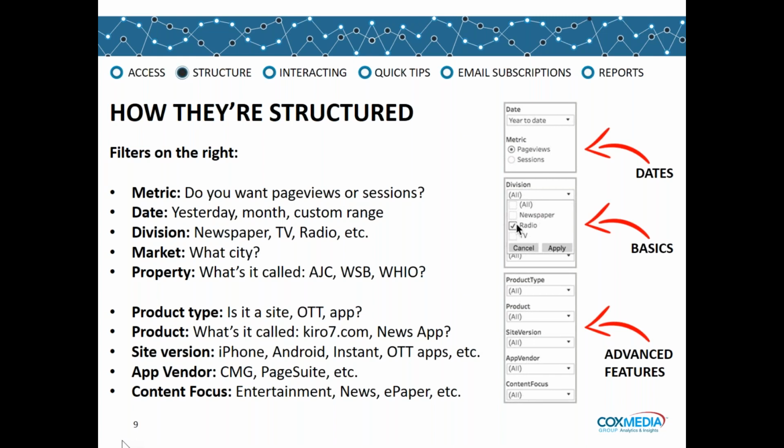And then we have app vendors. So if you're just looking to see any CMG related apps, any Pagesuite apps, things like that, that's what you're going to see in that app vendor breakdown. And then content focus is if you're looking to see products that are focused on news, maybe e-paper, entertainment, that's what that filter is going to house for you to be able to work with.